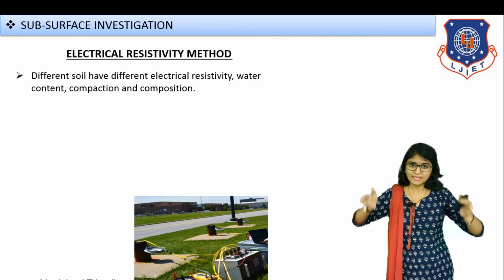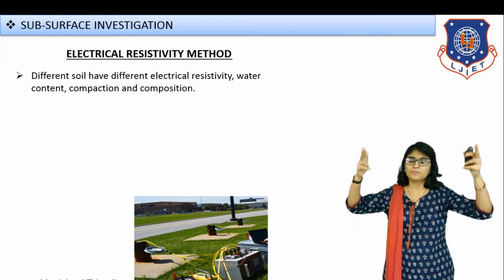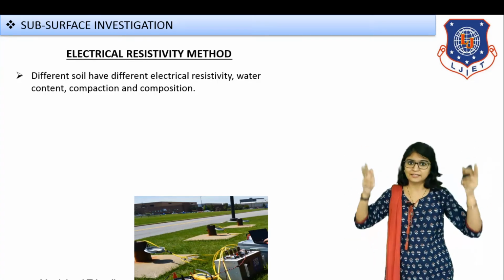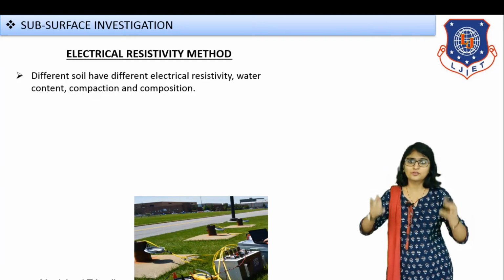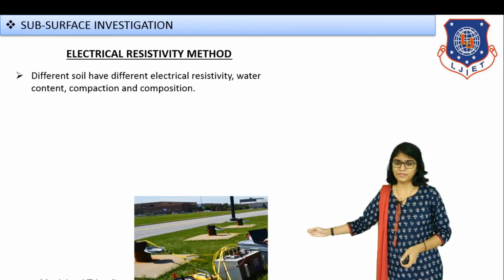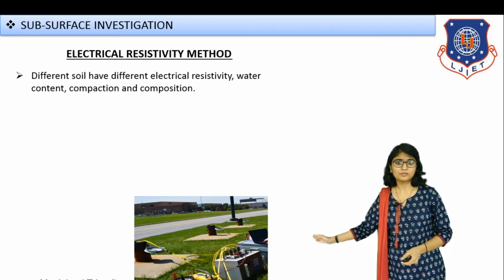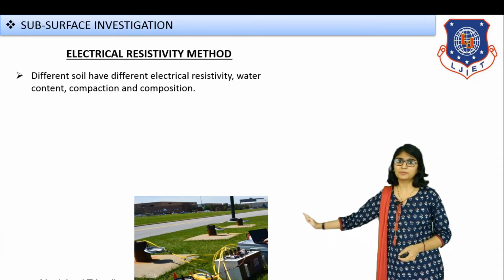So the outer 2 electrodes will be connected with the help of a battery that will be passing electric current, and the inner 2 electrodes will be connected with the help of a potentiometer. In the image you can see this is a live setup. So all these methods are not just theoretical, it is not just on paper. You can see the live setup over here.